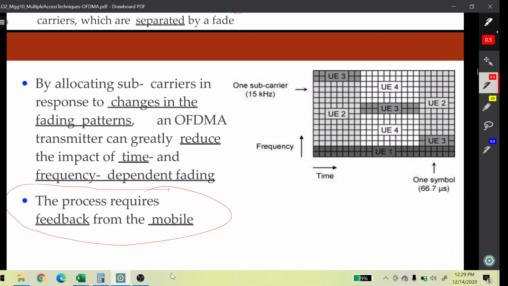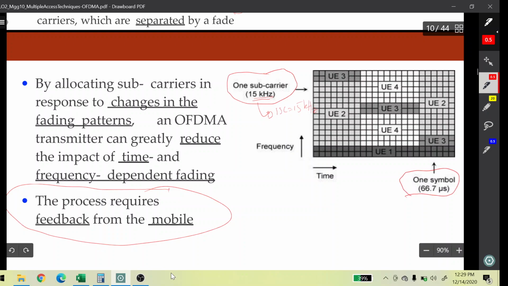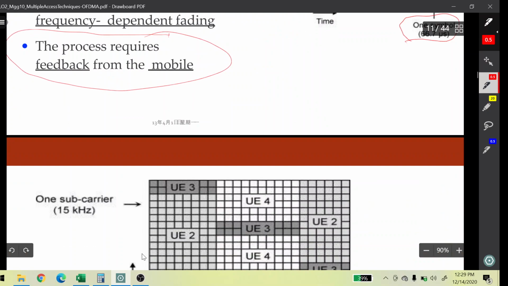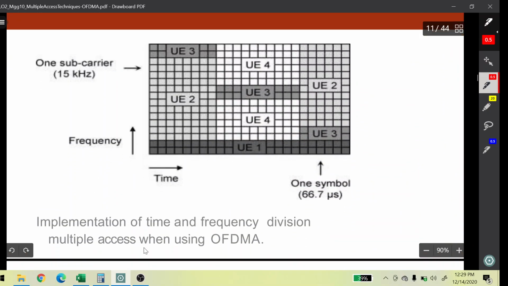I forgot to tell you that the most important things in LTE OFDMA is one subcarrier is using 15 kilohertz, while one symbol period is using 66.7 microseconds. That's the important technical aspect you need to learn.